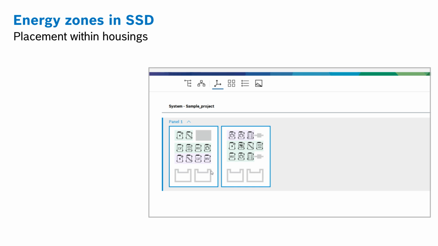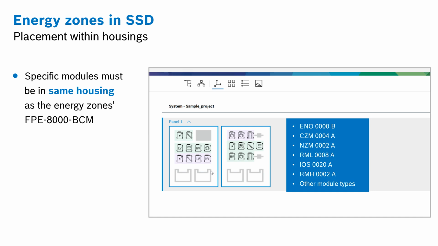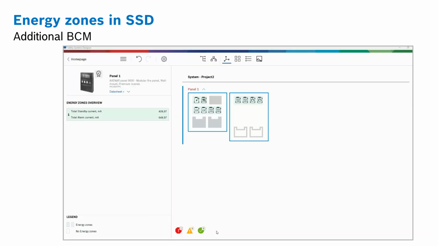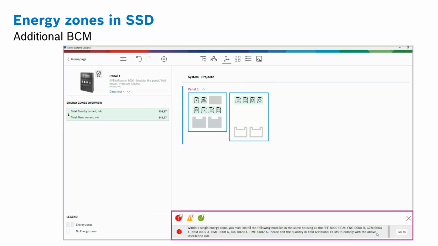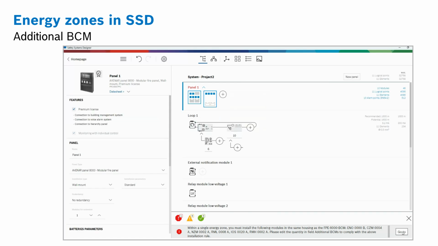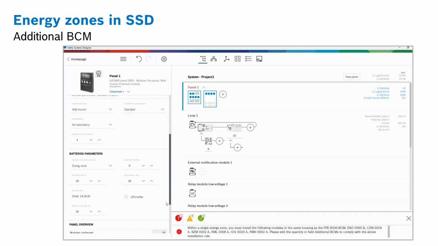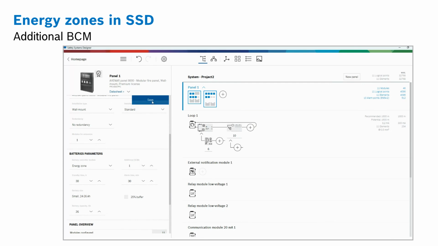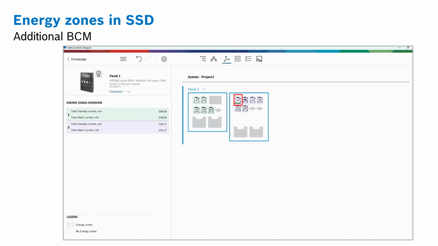Now let's talk about housings. Within a single energy zone, specific modules, as shown on screen, must be located in the same housing as the FPE 8000 BCM. You may encounter a specific situation where all configured modules could fit into a single energy zone based on power consumption, but you have distributed them across two different housings. If this happens, the software will display an error message. You will then be prompted to manually add additional BCMs under batteries parameters to validate the configuration. The manually added FPE 8000 BCM appears underlined in green.